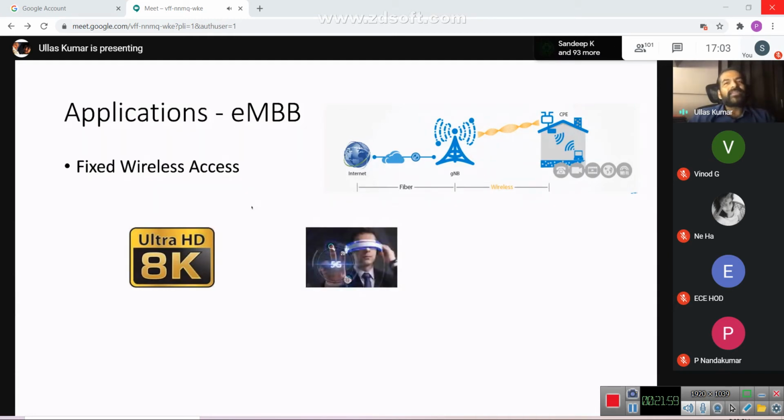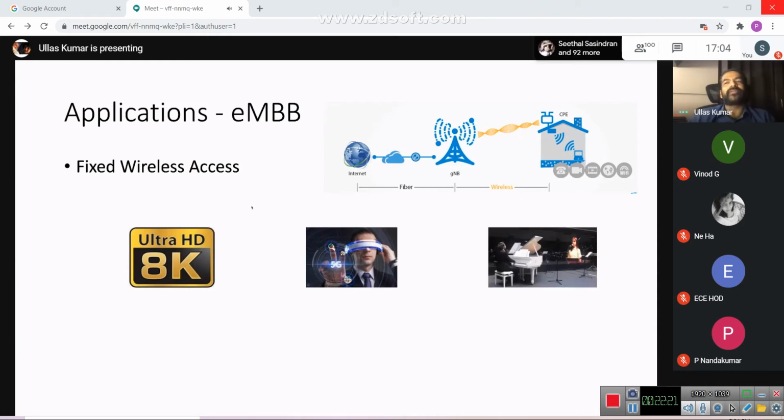Virtual and augmented reality. Tomorrow you want to go for a picnic, you put a headset on, ask some of your friends to put the headset on. You want to go to Malappuzha Dam? Okay, no problem, let's go to Malappuzha Dam, and you together enjoy as if you were there. That's the virtual reality aspect of 5G. Because of its abundant bandwidth, that becomes possible.